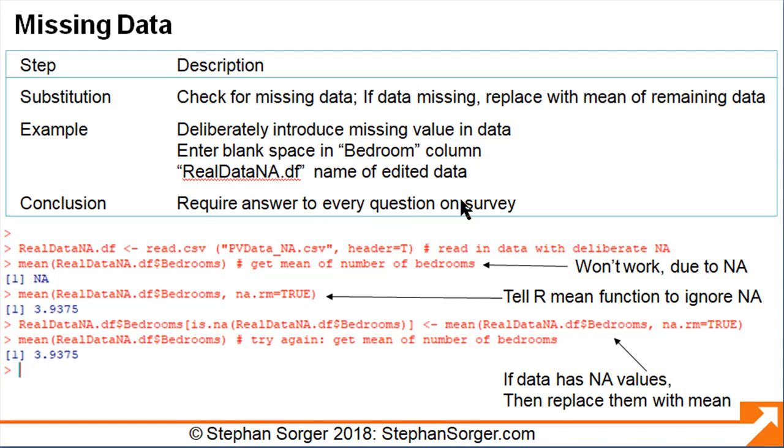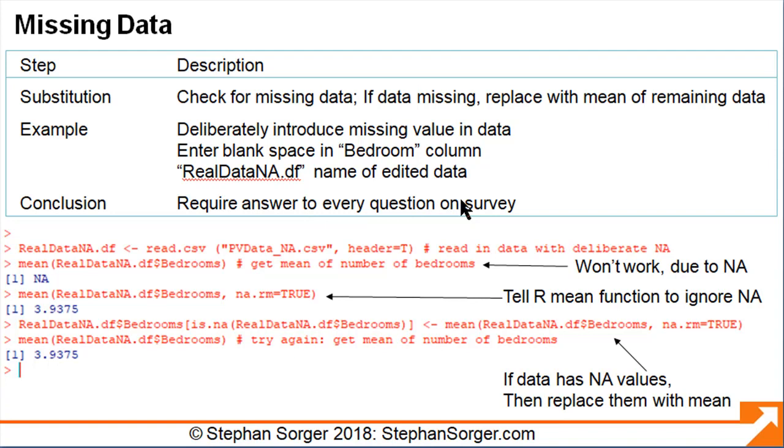In the R code at the bottom of the slide, we start by reading in the data and placing it in the data frame realDataNA.df. We tell R to compute the mean number of bedrooms in our realDataNA data frame, but it can't because of the NA value embedded in the bedrooms variable. So we revise the mean function to include the na.rm parameter, telling R to compute the mean using the remaining values.